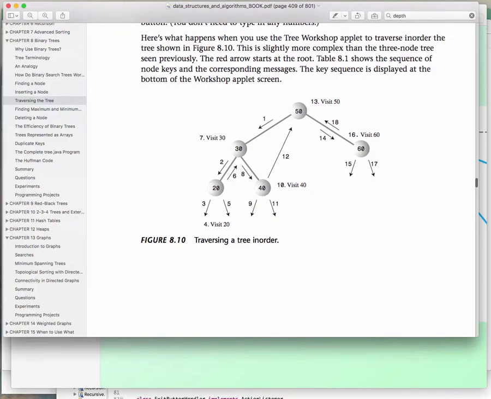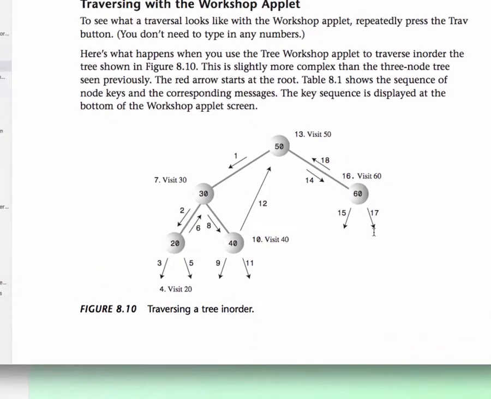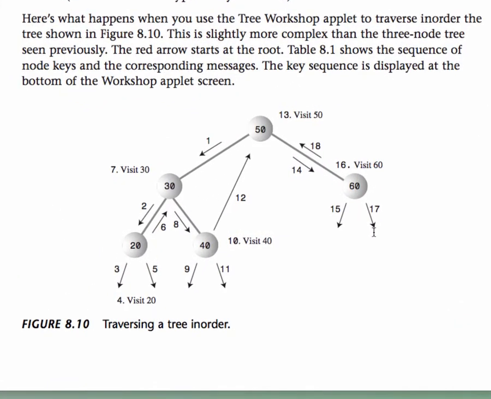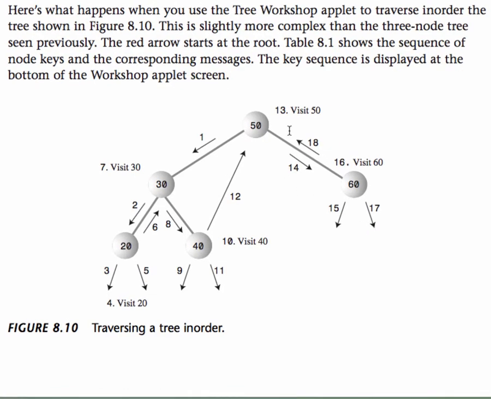And there's an applet in there. Oh, these are the numbers. That's what I was looking for. All right? So this is the order of things. We start at 50. First thing we're going to do is go to the left, to the 30. Then we're going to do another recursive call, to the 20. Then we're going to do another recursive call. There's nothing here, so we're going to return back to the 20. We're going to show it, visit the 20. Then we're going to go back.